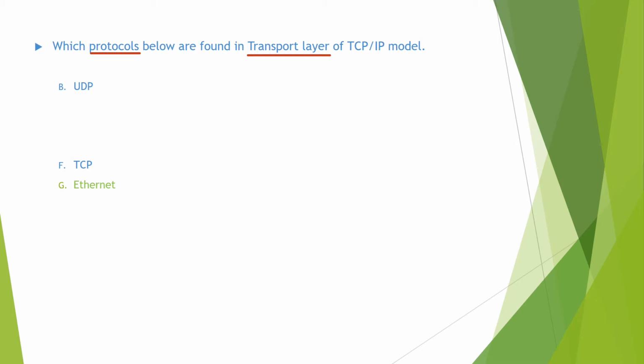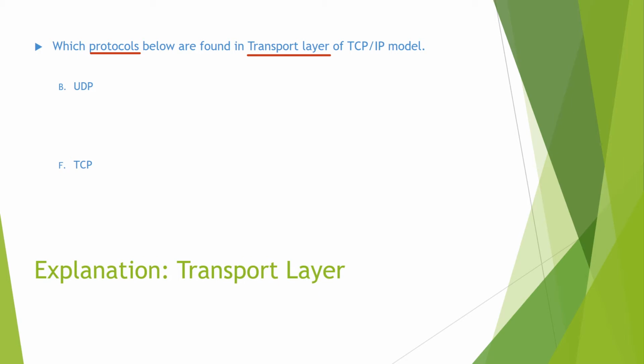TCP is transmission control protocol at transport layer. It is a reliable connection-oriented protocol which is suitable for two-way communication. Ethernet is at data link layer. So the two protocols in transport layer are UDP and TCP. You can find more detailed explanation in the video transport layer.